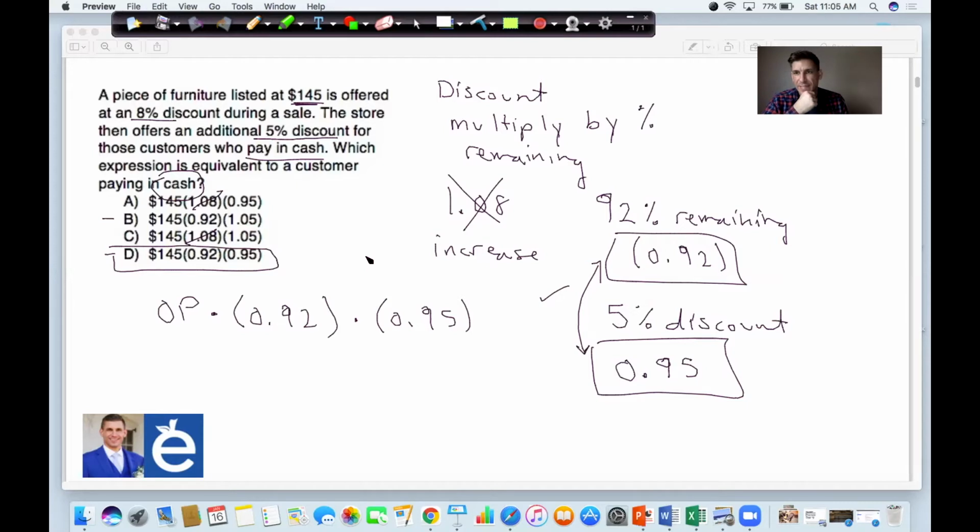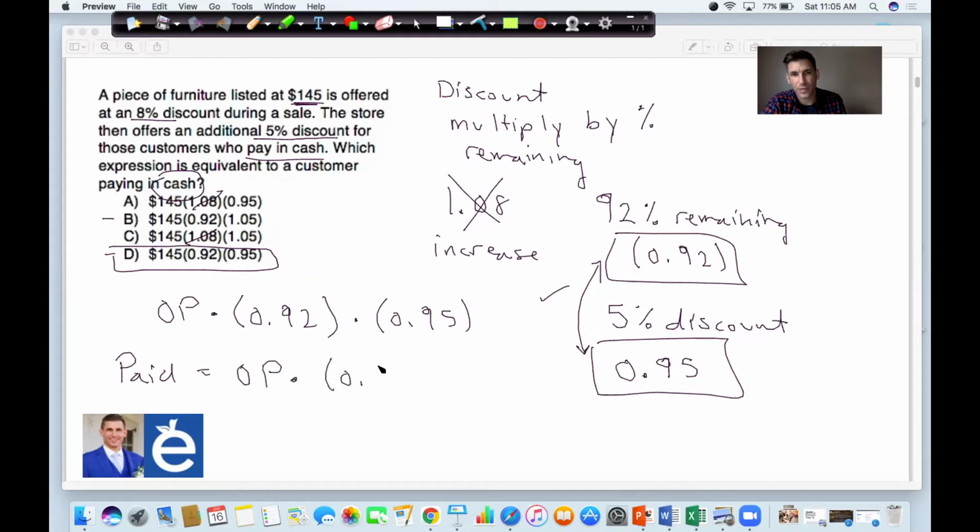One last tip with respect to percentages: make sure not to get original price and what is paid confused, because sometimes what is paid is what they will give you, and they will ask you to solve for original price, like in this instance.